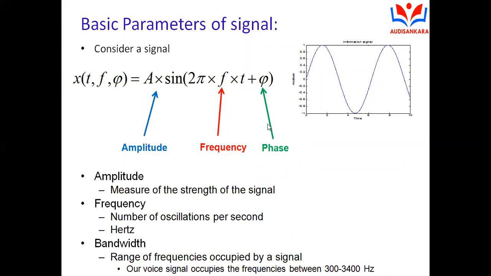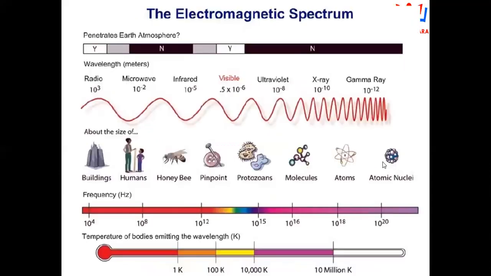The phase is referred to as the phase of that particular signal, that is in phase, out of phase. That depends upon the corresponding signal. Then bandwidth. The bandwidth means the range of frequencies occupied by the signal. The bandwidth will be calculated by subtracting the lower frequency from the upper frequency.